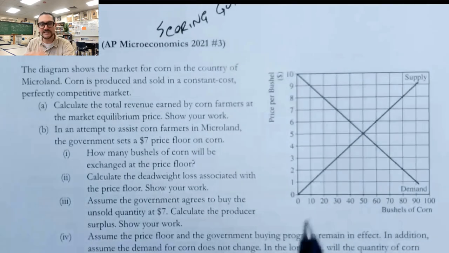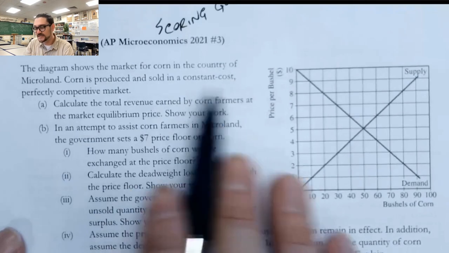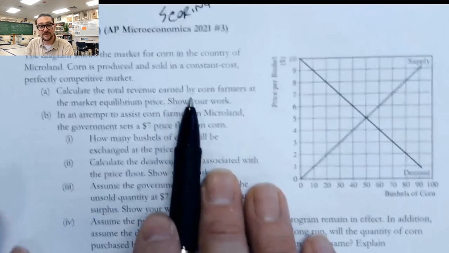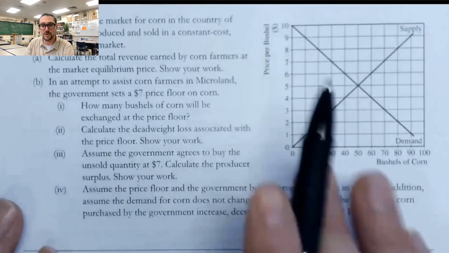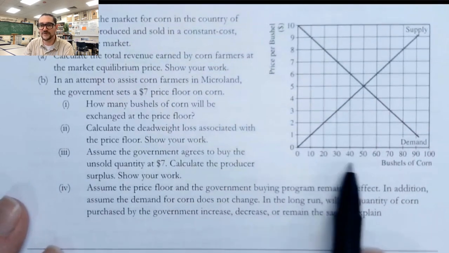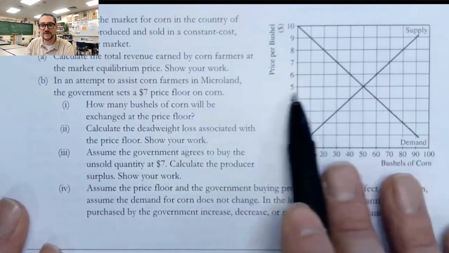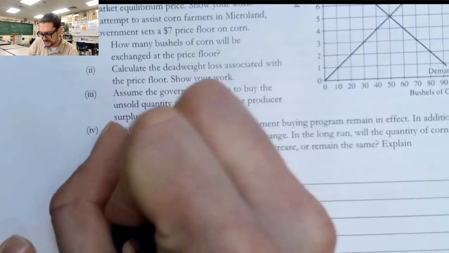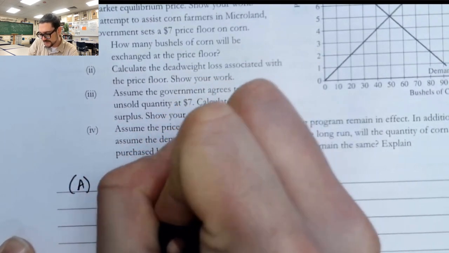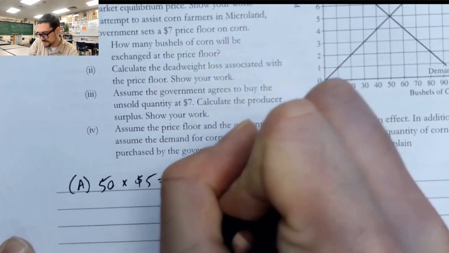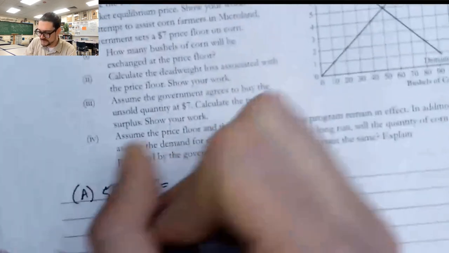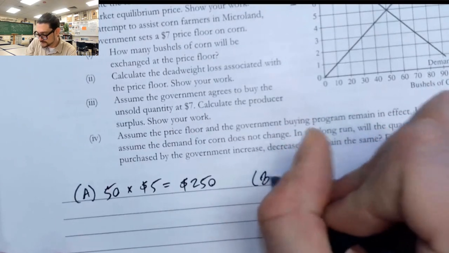Now this says, the diagram shows the market for corn in the country of Microland. Corn is produced and sold in a constant cost, perfectly competitive market. Calculate the total revenue earned by farmers in the market price. Show your work. So based on this graph, we know that they're producing 50 units at a price of 5. So for part A, I'm going to say 50 times $5 equals 250. That's the price times the quantity. Not too bad. Then we have B1.